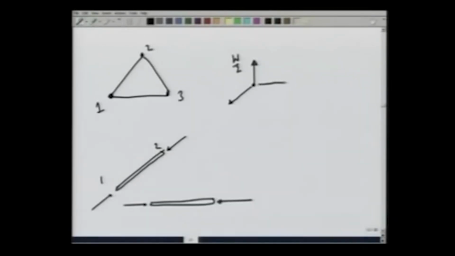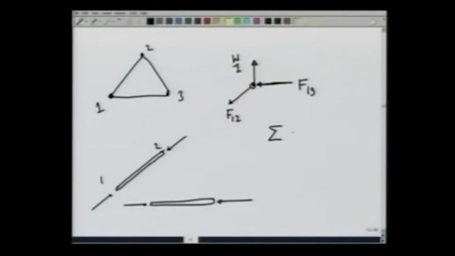The force that will be acting on the pin would be in opposite direction. So, let me call this force F13, this is force F12, and this pin is in equilibrium under these forces. Since the forces are acting at one particular point, I do not have to write the torque equation. The only thing I will write is that summation Fx would be equal to 0 and summation Fy would also be equal to 0.